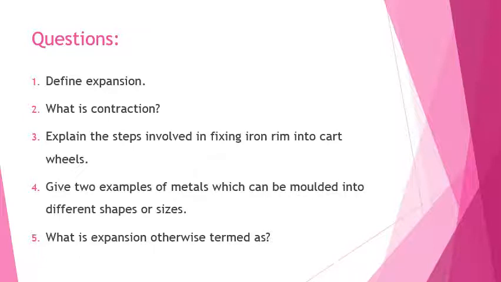Let's move on to questions. Question number 1, define expansion. Number 2, what is contraction? And number 3, explain the steps involved in fixing iron rim into cartwheels. Number 4, give 2 examples of metals which can be molded into different shapes or sizes. And number 5, what is expansion otherwise termed as?